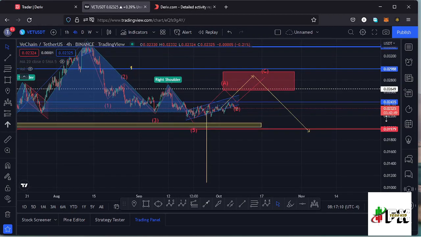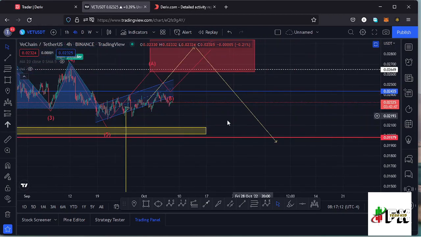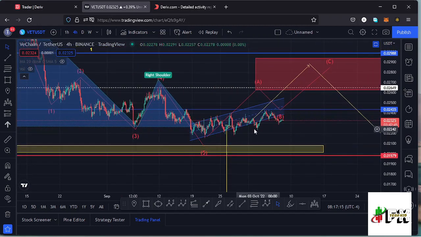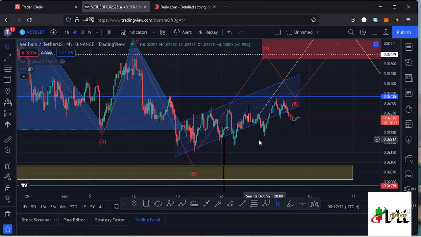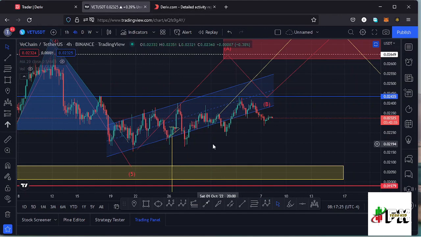Also giving you the short-term scenarios that can play out within this consolidation right here. You can see we have been trading within this channel, and we have continued to respect the channel, though we have been seeing massive fake outs to the lower side of the channel, and Vechain has managed to get back into the channel once more, and right now we are trading out of the channel to the lower side.